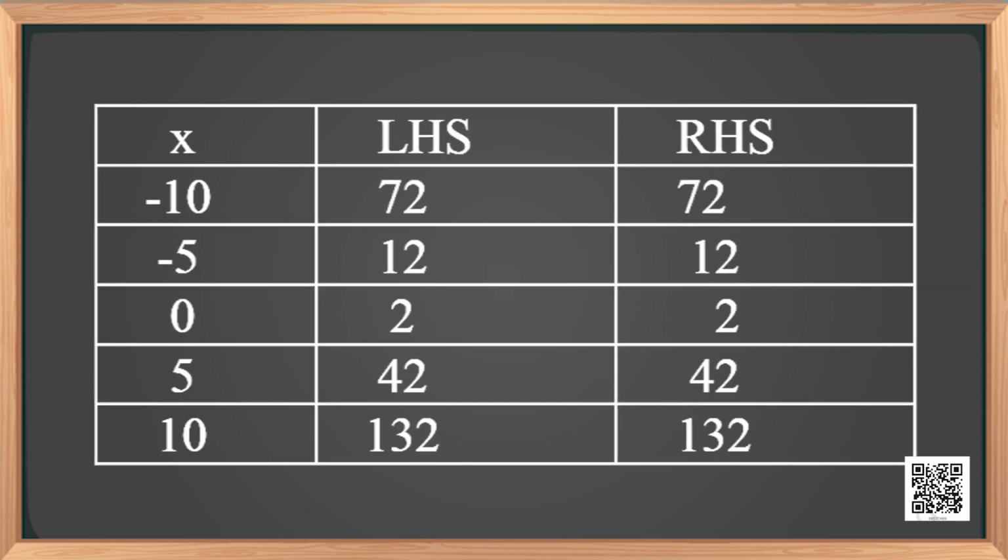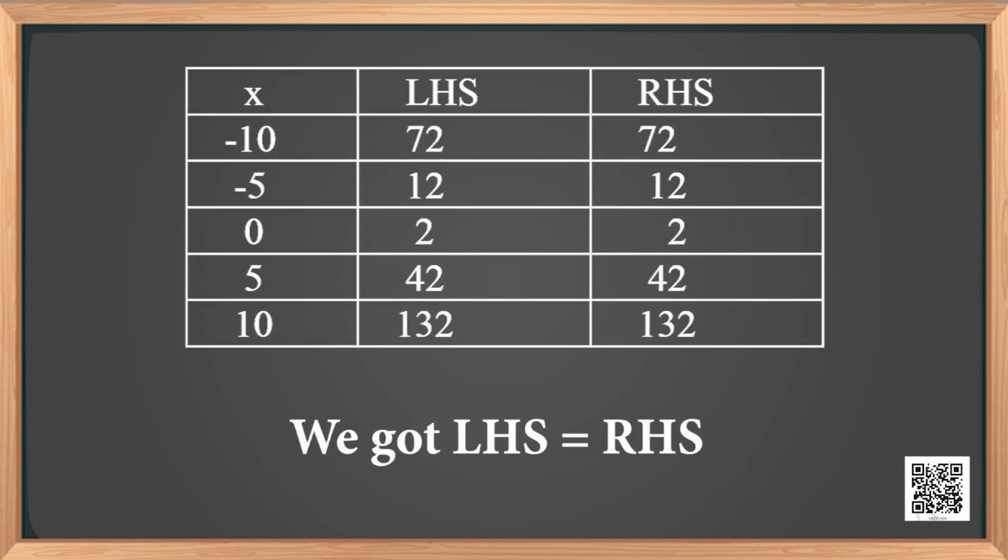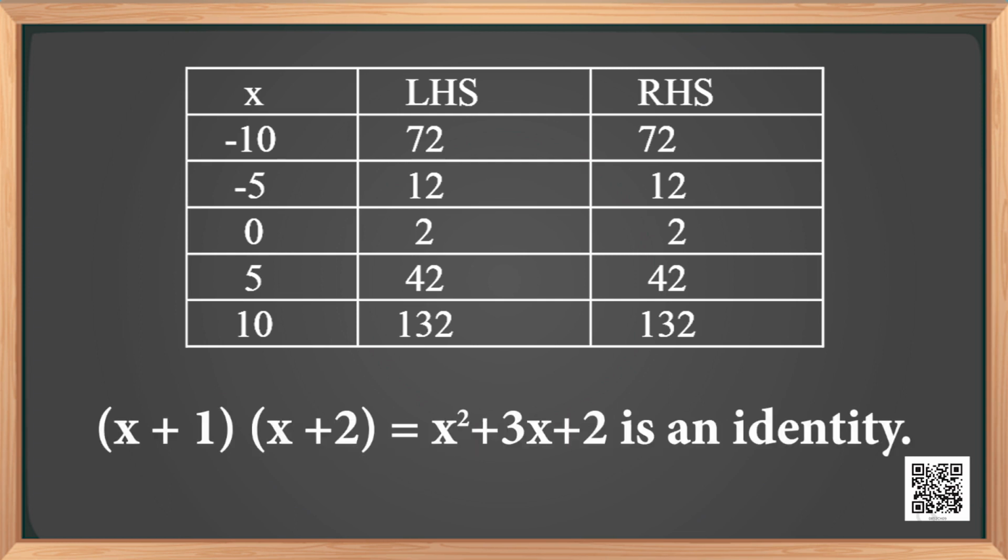Did you observe that for the above values of x we got LHS is equal to RHS? Similarly, we can find for any value of x, LHS is equal to RHS. Such an equality which is true for every value of the variable in it is called an identity. Thus, (x plus 1) times (x plus 2) is equal to x square plus 3x plus 2 is an identity.